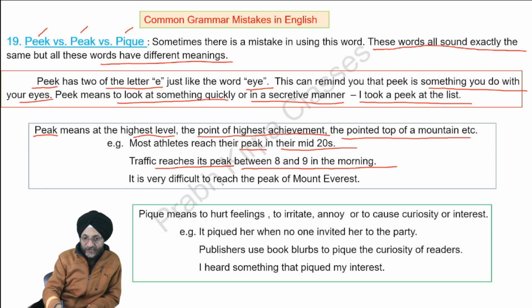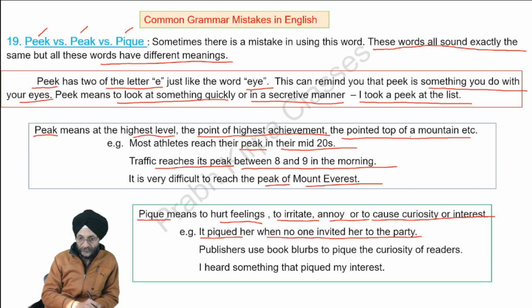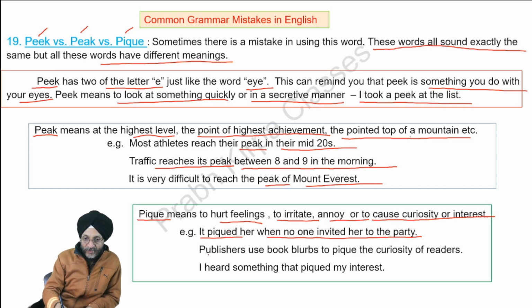Next, it is very difficult to reach the peak of Mount Everest. Here, peak means the pointed top of a mountain. Next, pique means to hurt the feelings, to irritate, annoy, or to cause curiosity or interest. It piqued her when no one invited her to the party. That is, it hurt her feelings or irritated her.